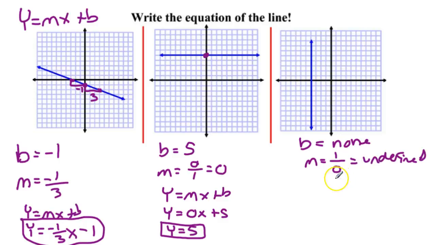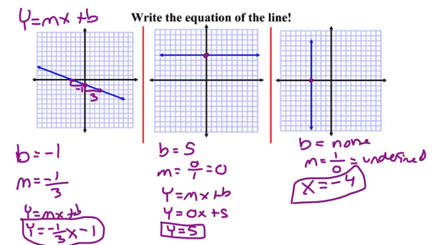Undefined. Because if you have 0 on the bottom, it is undefined. So if you have a vertical line like this, there is no y-intercept, there is no slope, so it's going to be x equals whatever number this is. And what number is x right here? -1, -2, -3, -4. So this one, x equals -4.